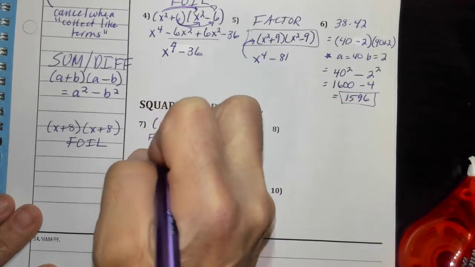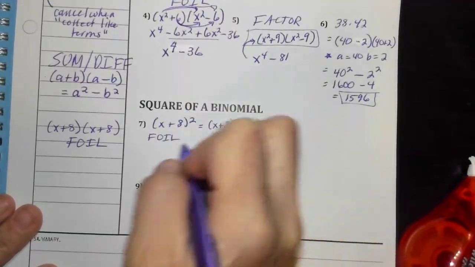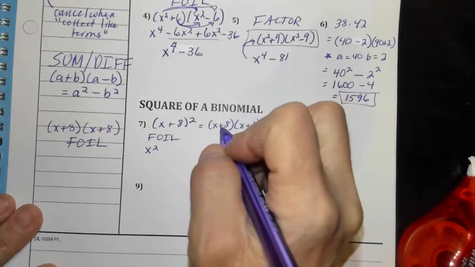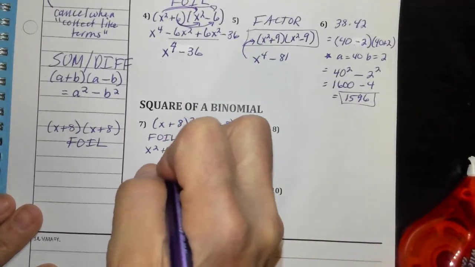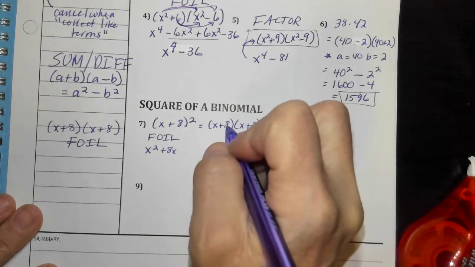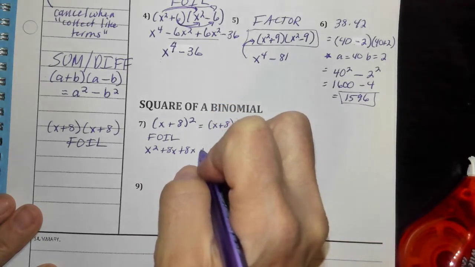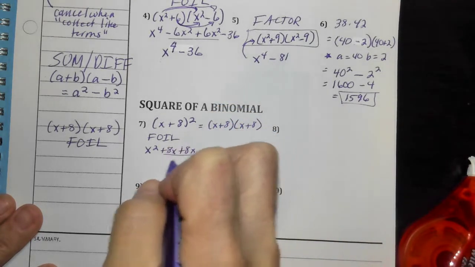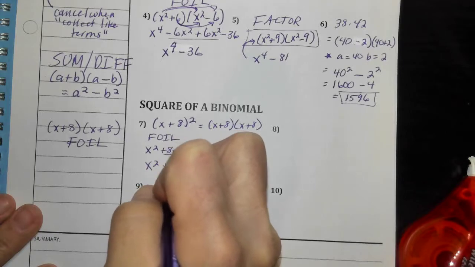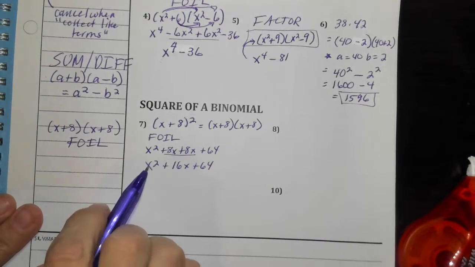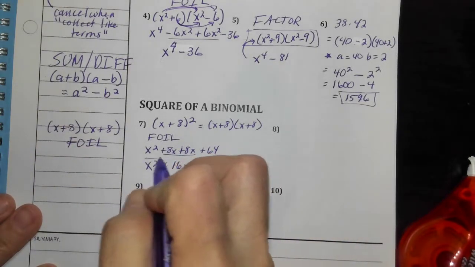Okay, if I'm going to FOIL this, the first times the first, x times x is x squared. The outsides would be x and 8, so plus 8x. The insides would be 8 and x, so plus 8x. And 8 times 8 would be our last. 8 times 8 is 64. Collect your like terms, we get x squared plus 16x plus 64. That is a quadratic trinomial.